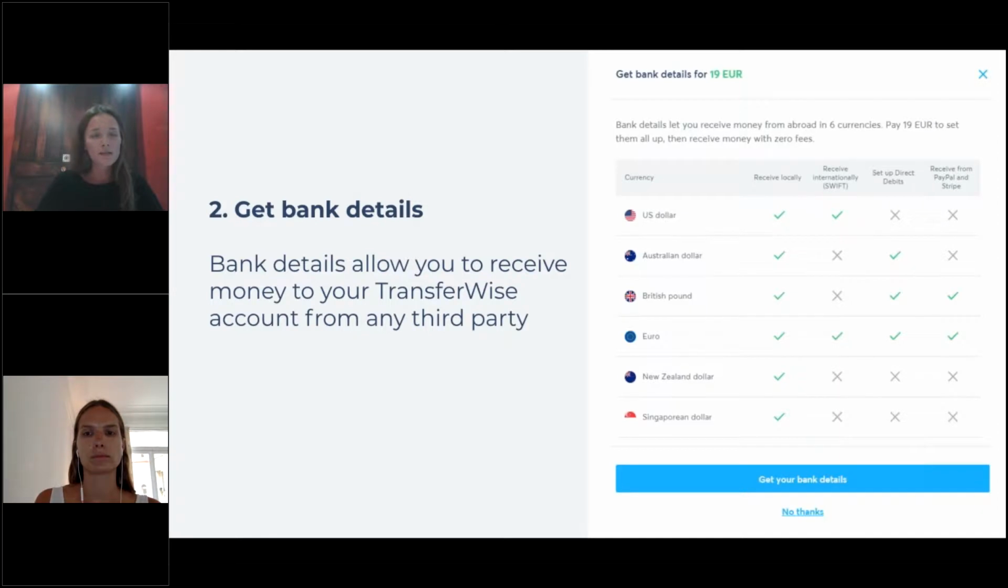Now, the next step would be getting bank details. Bank details allow you to receive money in all those different currencies that Julie mentioned. There are 6 altogether. We're working on adding more. And here is where you also need to pay to get the bank details activated. It costs around 20 euros to activate all the bank details at once. That's a one-off charge you will need to pay.